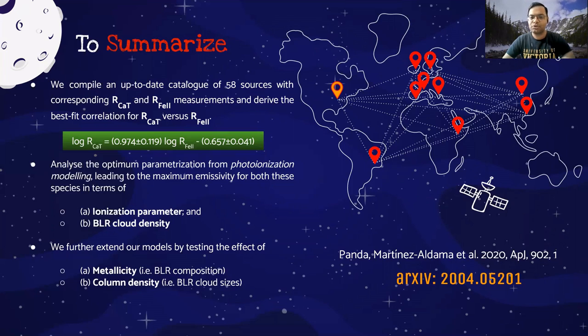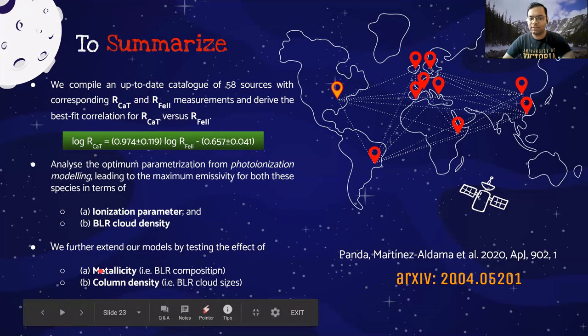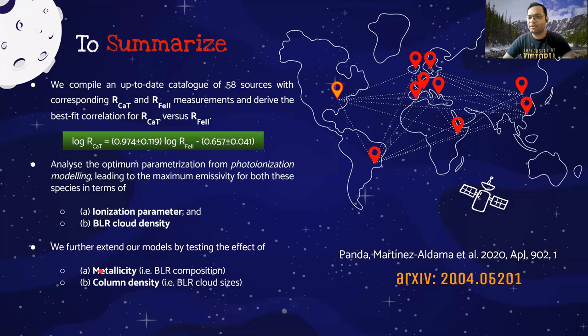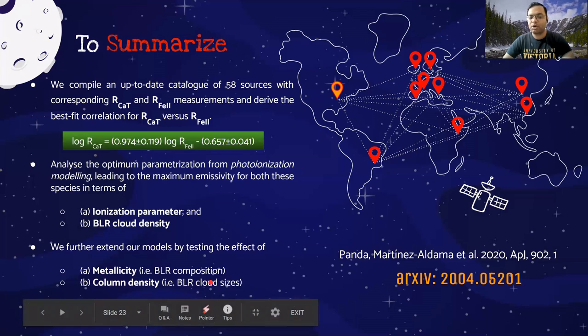But what is also important to understand is that these models and these emission line estimates can be greatly influenced by the metallicity, that is the broad line region cloud composition, and the column densities that determine the broad line region cloud sizes. This work has already been published, and I mark here the arXiv link for people for further consideration.